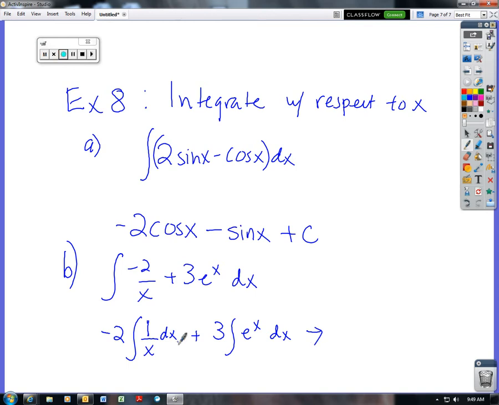This is the integral of dx over x, and in this case it's actually natural log of x. So you have negative 2, and then the integral will be natural log of x in absolute value bars, plus, and then the 3 is a constant, it comes along. The integral of e to the x dx is e to the x, and then plus c. And that's all nicely simplified.